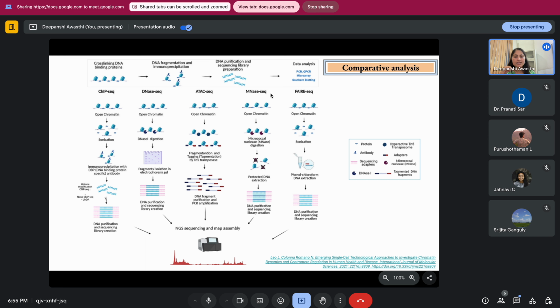Then comes MNase Seq. This is also like DNase Seq only, but in this the enzyme which you are using is micrococcal nuclease. It will also degrade the freely available DNA sequences, but it is obtained from the micrococcal organism, due to which its name is MNase Seq, and a similar procedure will be done. FAIRE-seq is also like DNase Seq, and it is for the entire freely accessible genomic regions of the entire genome. So this is a comparative analysis.